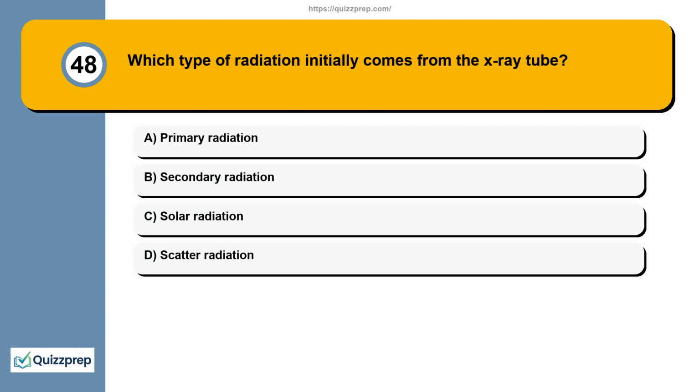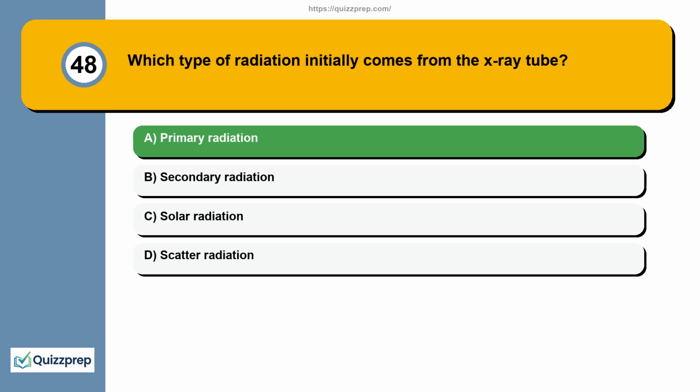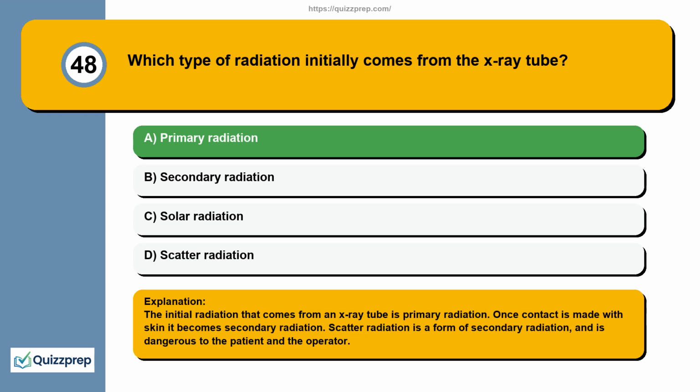Question 48. Which type of radiation initially comes from the X-ray tube? Primary radiation, secondary radiation, solar radiation, scatter radiation. The initial radiation that comes from an X-ray tube is primary radiation. Once contact is made with skin, it becomes secondary radiation. Scatter radiation is a form of secondary radiation and is dangerous to the patient and the operator.